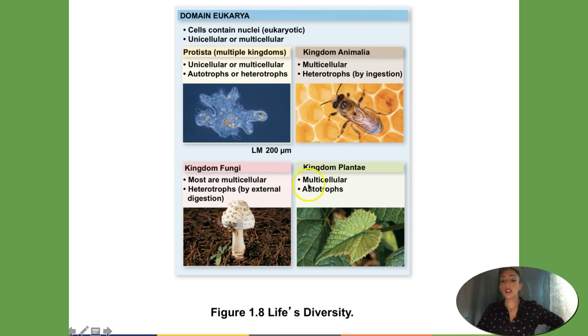Kingdom Plantae, multicellular autotrophs. Plants, as you all know, undergo photosynthesis, which means they are the ones providing all the other organisms in the world energy. They're the only ones actually doing the chemical digestion to provide everybody else energy for food. And Kingdom Fungi. Most of them are multicellular, and they're heterotrophs. They digest other organisms for food as well. But once again, domain Eukarya has 4 different groups: Protists, Animalia, Fungi, and Plantae.